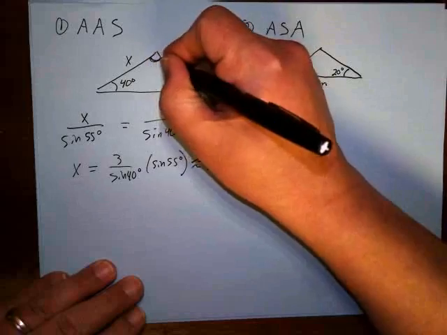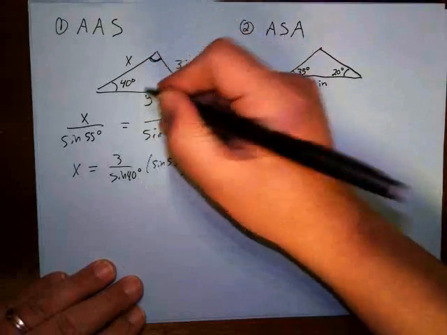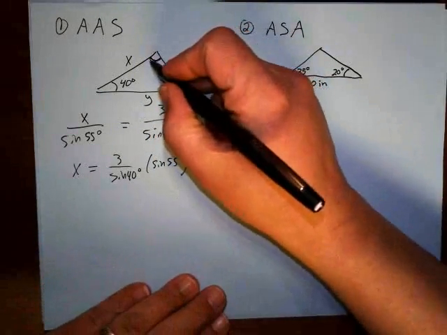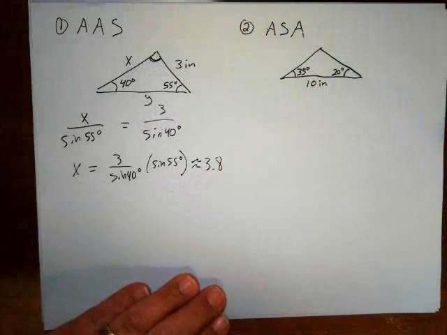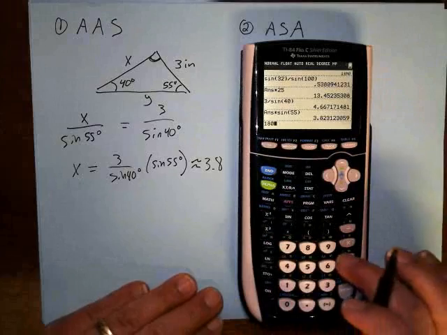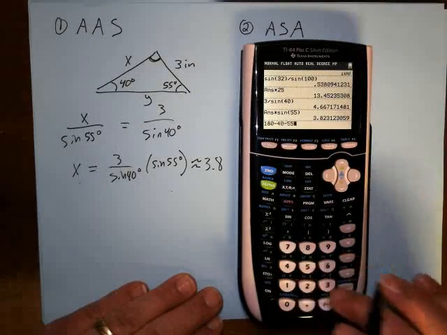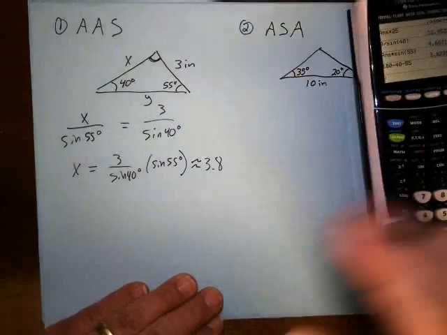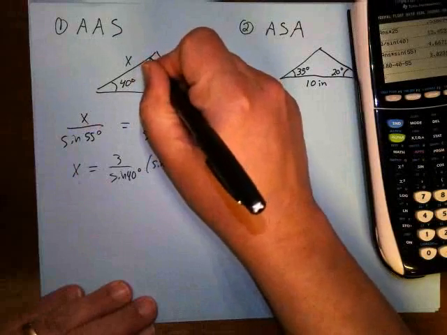What I need is this angle, and then I could call this y if I wanted to. Now how can I get that angle? Well, they all add up to 180 degrees, right? So 180 minus 40 minus 55. And I get that this angle is 85 degrees.